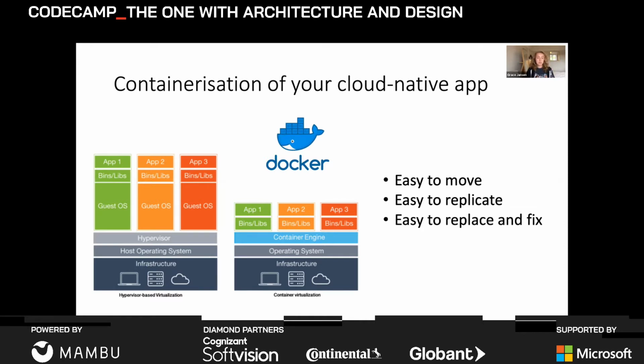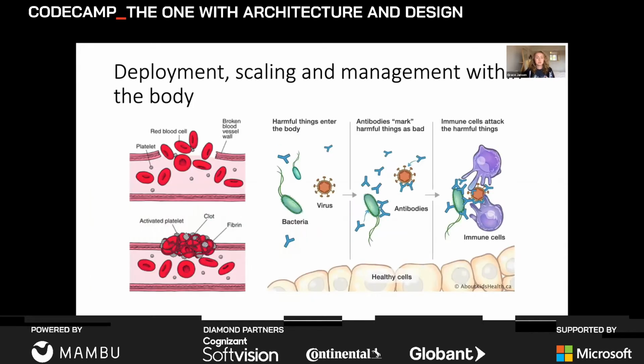So now that we've containerized the different aspects of our application, what about deploying them, scaling them, managing them? They still need to be managed in this way. So let's take a look at the body. The body is fantastic at being able to rapidly deploy new cells, scaling them depending on load to the system, and being able to manage them themselves. So we have this adaptability in the human body to adjust to factors or forces operating on us.